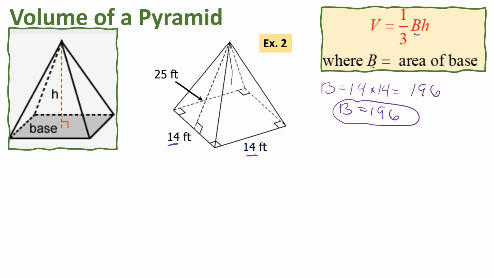So let me draw it in red. I'm going to draw a line. I need this length here, and it needs to be perpendicular to the base, or make a right angle with the base. And so I need to find this piece here. That is my height. And so now we could use the Pythagorean Theorem.